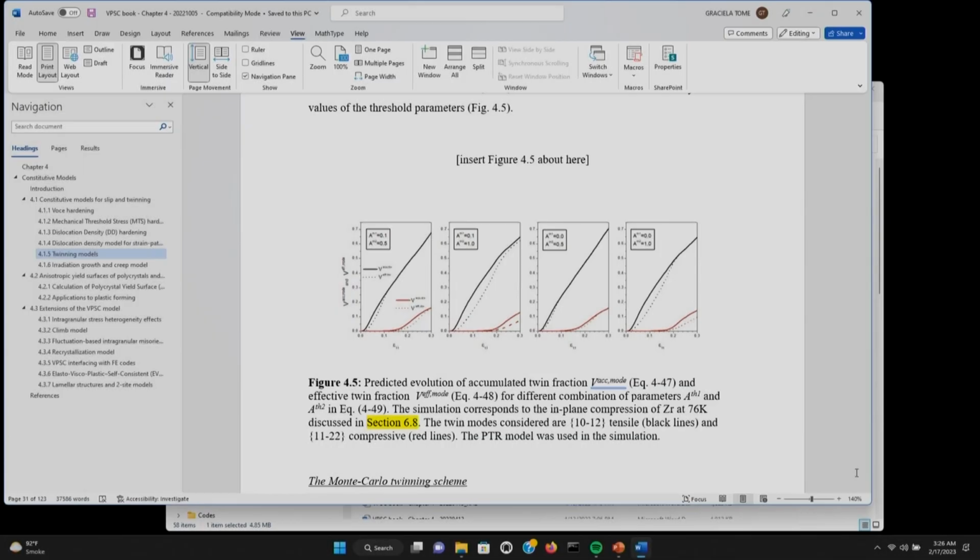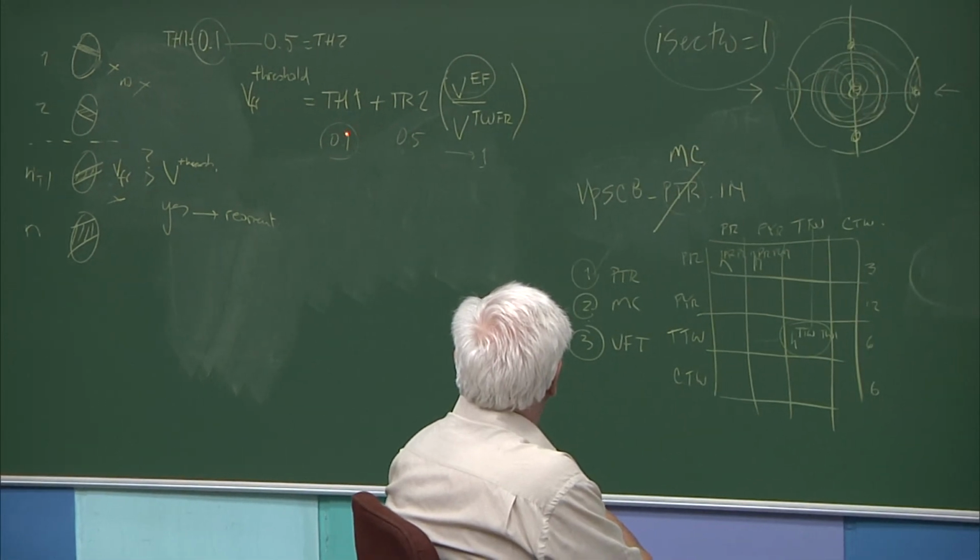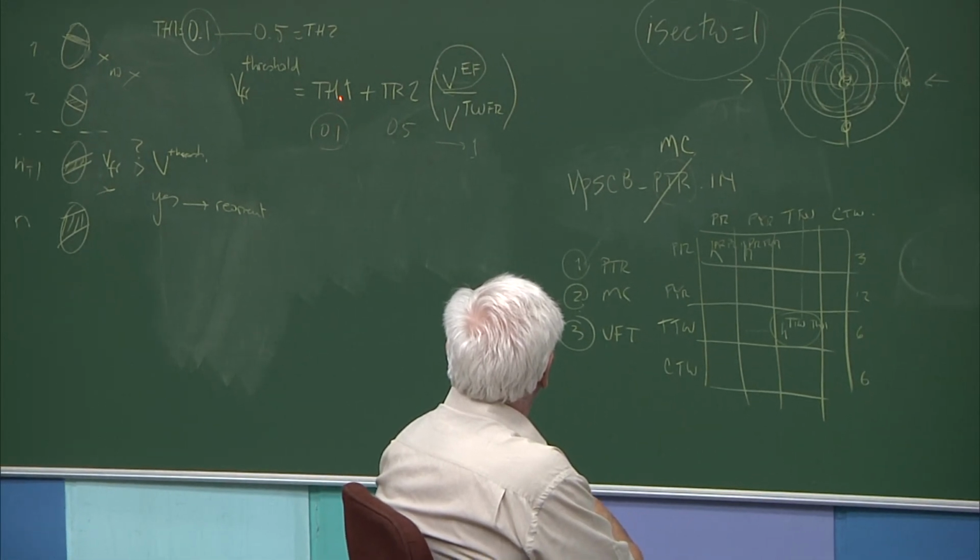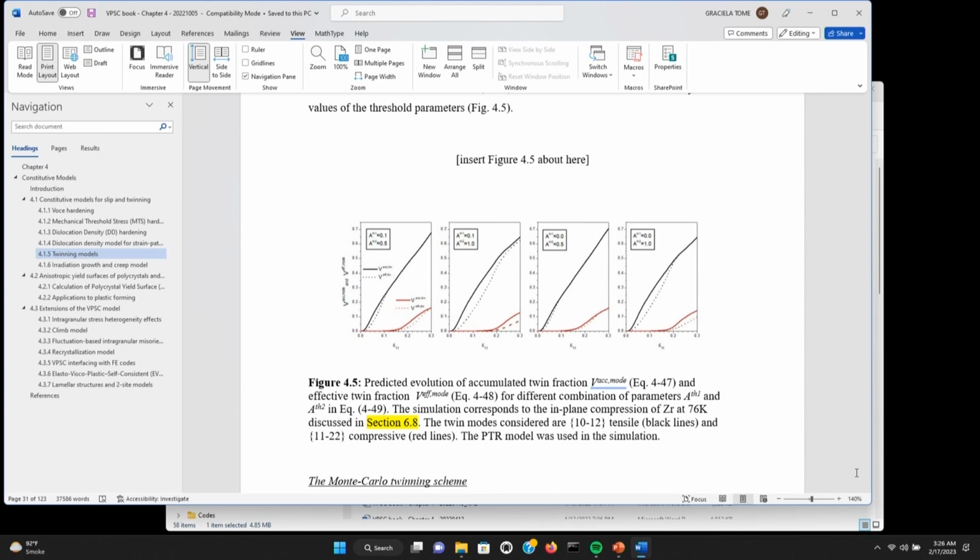So I opened up a page of the book. This is the question that was posed before about the effect of this parameter, threshold 1 and threshold 2. In the results that I showed, we use 0.1 and 0.5, but look at the difference. The black is the tensile twin, the red is the compression twin. The full curve would be the twin fraction, the one that you would measure. The points curve would be the effective twin fraction, the one corresponding to the grains that reorient.